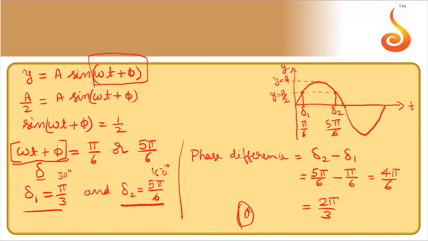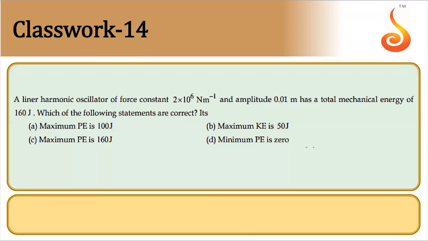Yes, hope you have taken this. Shall move on to next. A linear harmonic oscillator of force constant 2 into 10 power 6 Newton per meter and amplitude 0.01 meter has total mechanical energy of 160 joule. Which of the following statements is correct? Its maximum potential energy is 100 joules, maximum kinetic energy is 50 joule, maximum potential energy is 160 joule, minimum potential energy is 0.